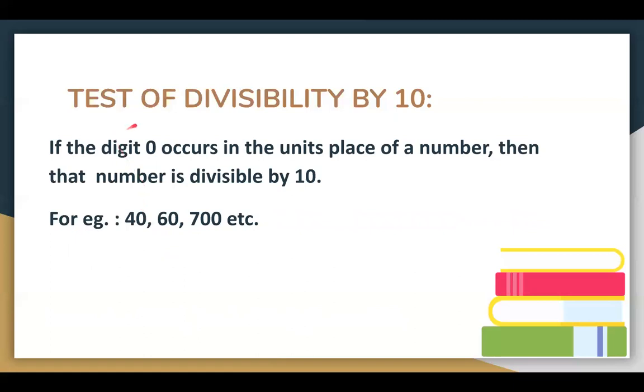Test of divisibility by 10. If the digit 0 occurs in the units place of a number, then that number is divisible by 10. For example, 40, 60, 700. If you observe these numbers carefully, you can see the units place carries 0. Therefore, these all numbers are divisible by 10.